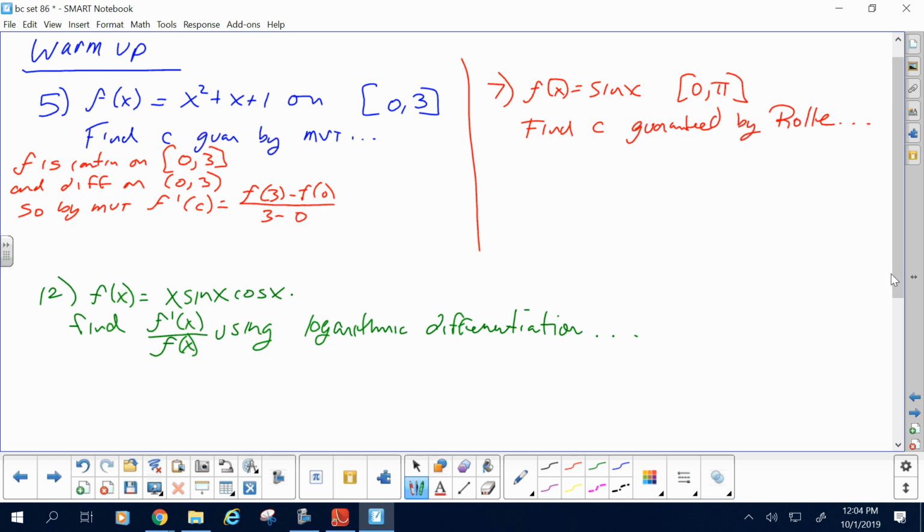Alright, getting into the details, we need to find the c. So what is f prime of c? 2c plus 1. That's the instantaneous rate of change at any point. What's the average rate of change we're talking about here? 9 plus 3 plus 1, minus 1, over 3 is 4. Okay, so 2c plus 1, we need to find a place where the derivative equals 4, and that's at a c of 3 halves.